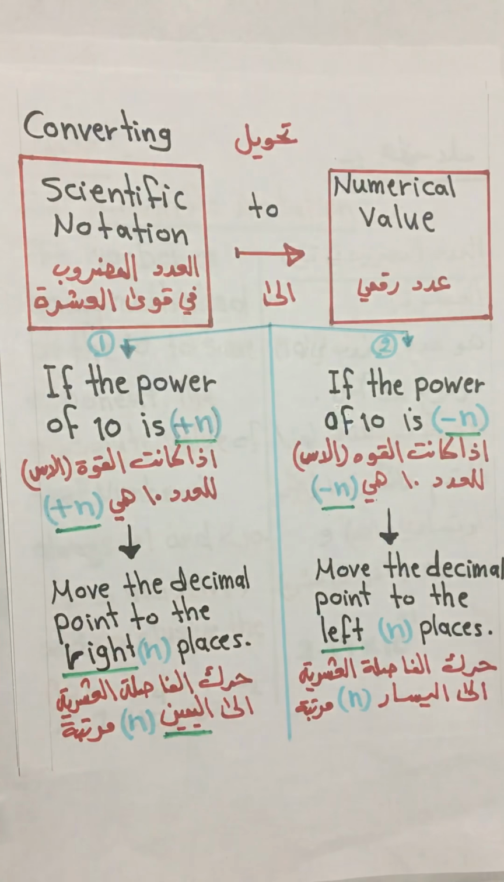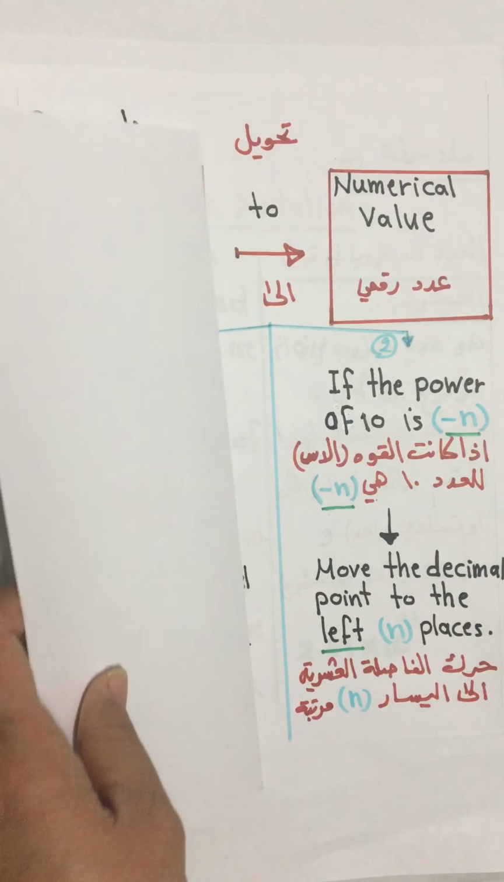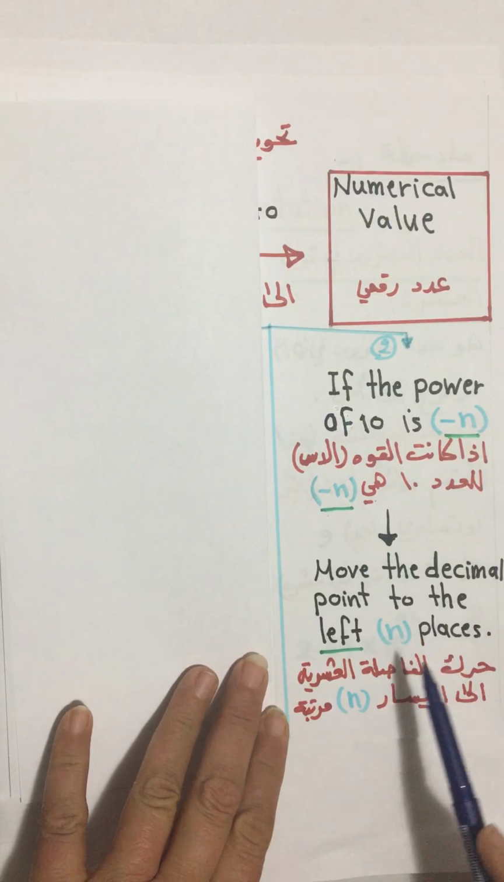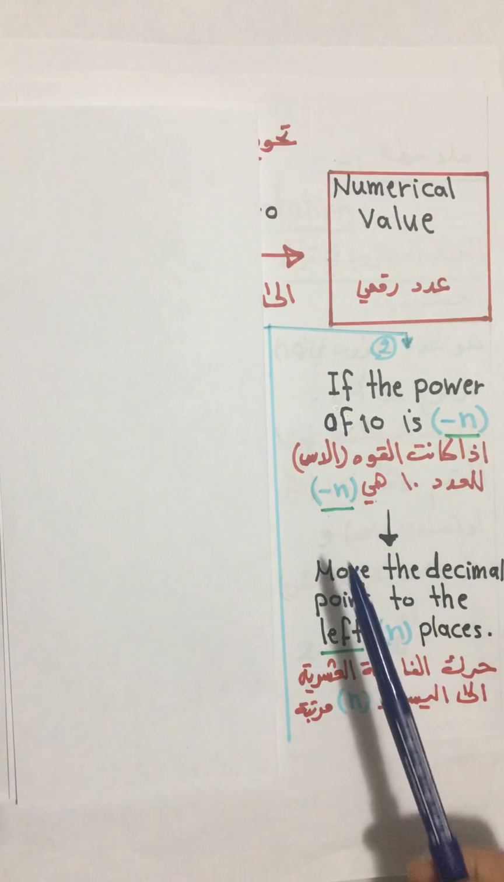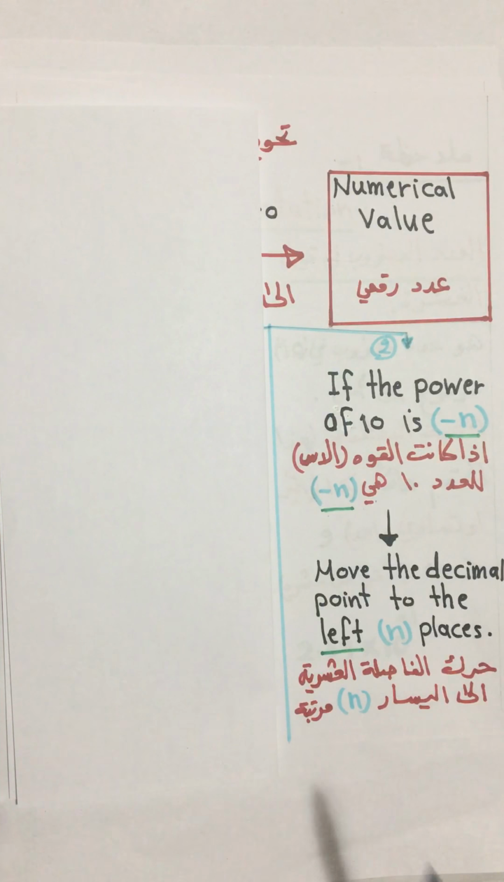2. If the power of 10 is negative n, move the decimal point to the left n places.